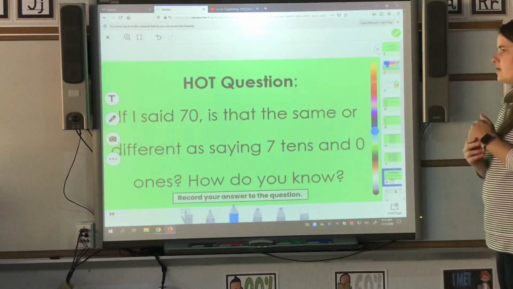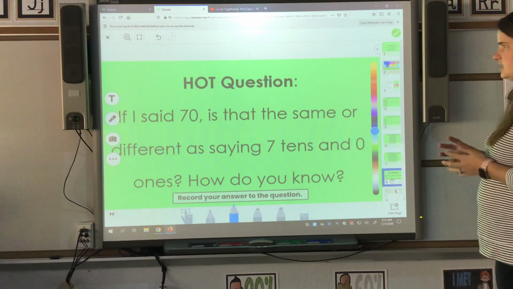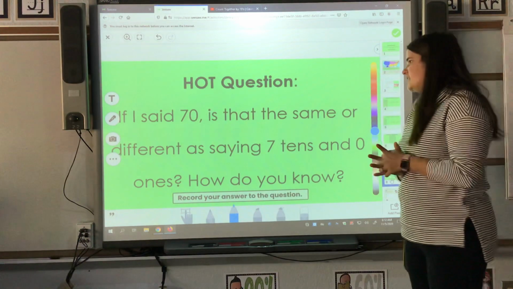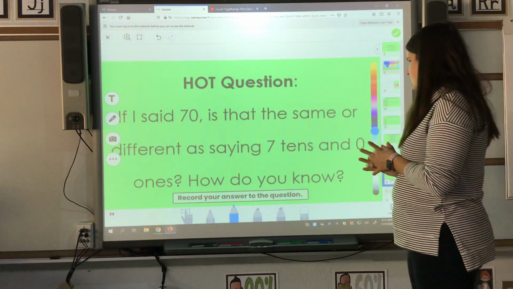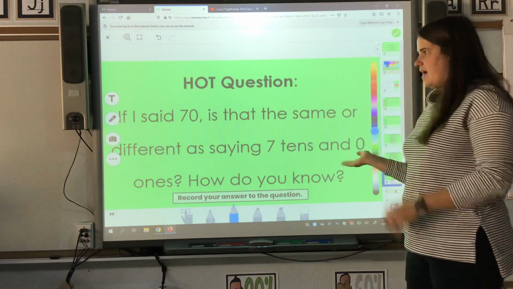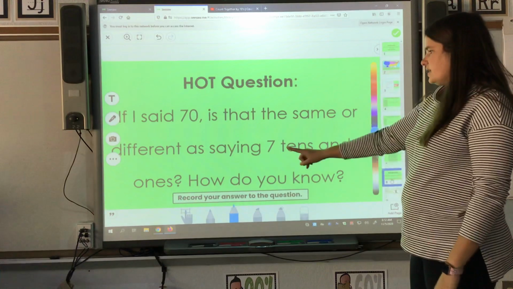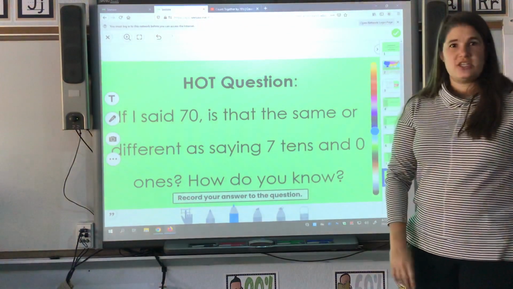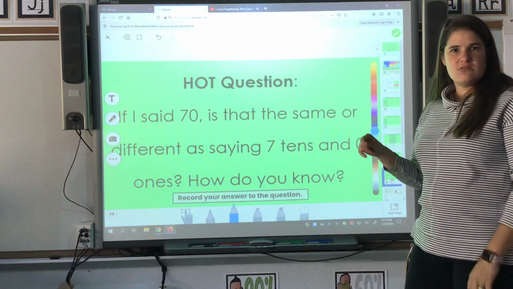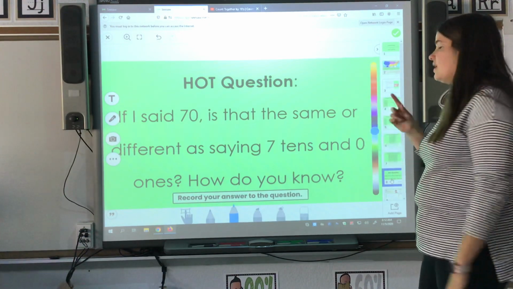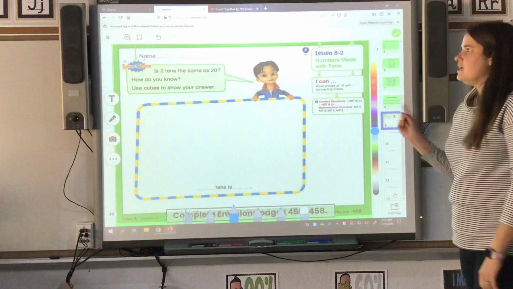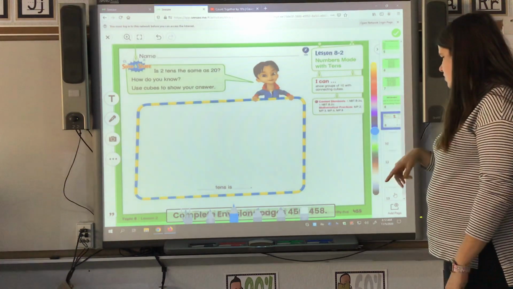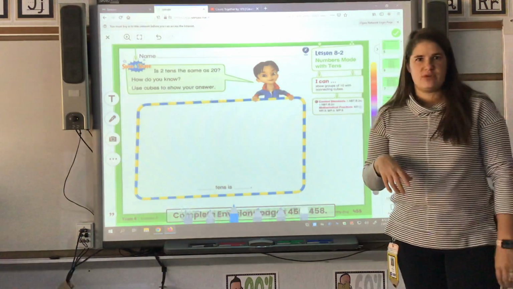You have a higher order thinking question that you need to answer today. If I said 70, is that the same or different as saying 7 tens and 0 ones? How do you know? You are going to record your answer to this question. This part is also required as well as your Envisions pages. Today's Envisions pages are 455 through 458.